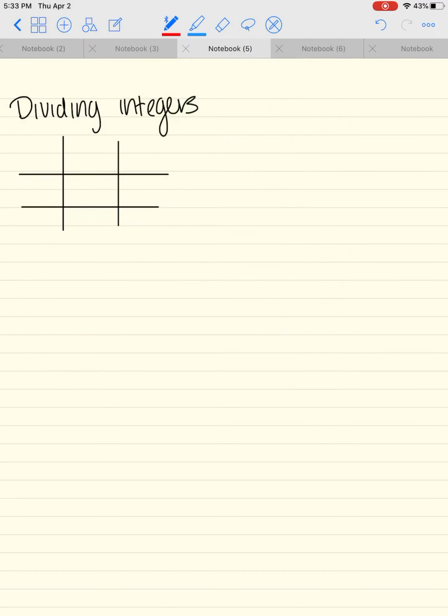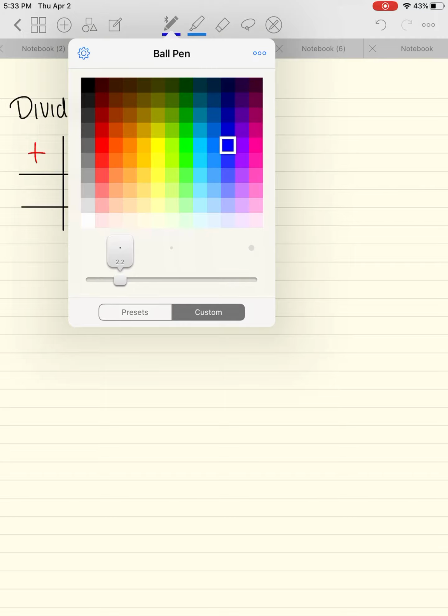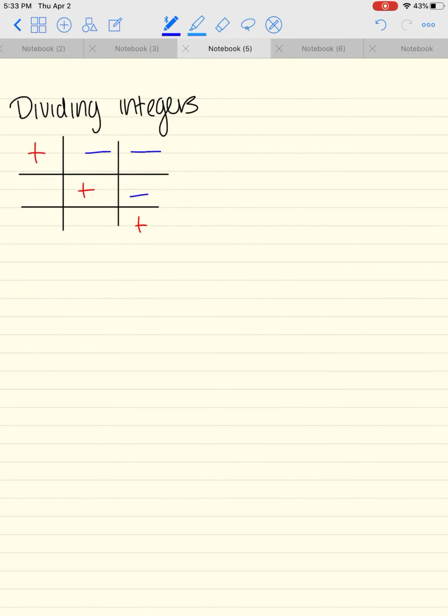The rule still applies. Put your positives all the way down, and it stays exactly the same because the rules for multiplication and division are exactly the same. And then nothing else changes. It still is the same sign, just like multiplication. So you have positive divided by a negative is equal to a negative.